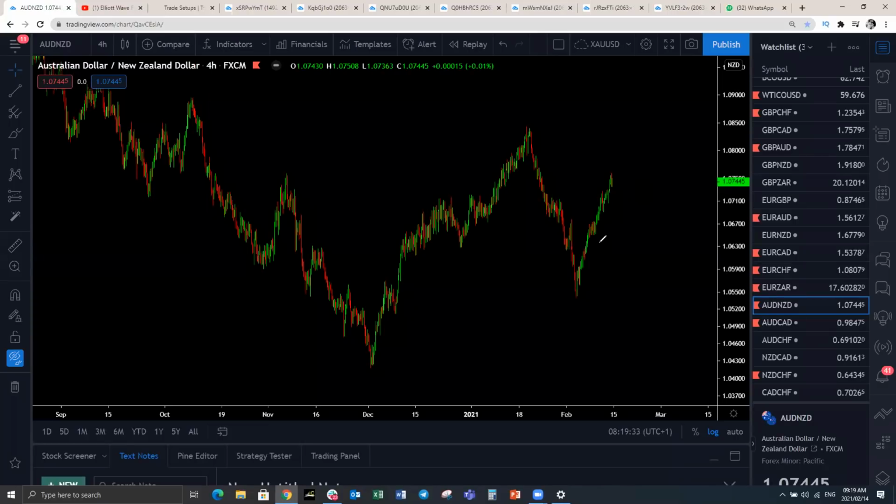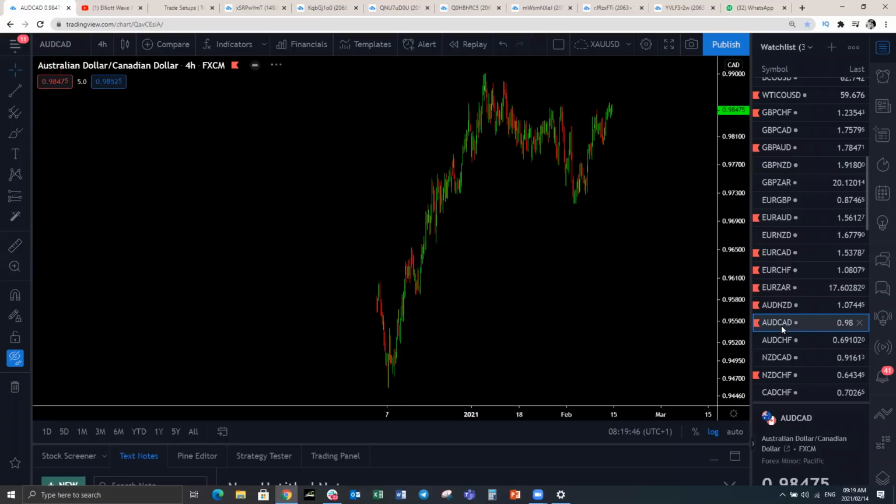Let's look at the crosses. AUD New Zealand. Until you get a pullback, just look for continuation to the upside. Do not get onto this before you get a pullback. It is just making a straight line. You're going to get a correction soon. Okay, so that is AUD New Zealand.